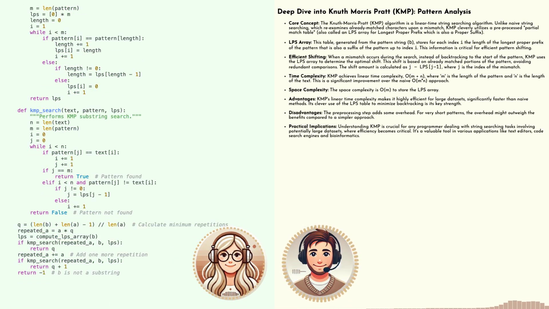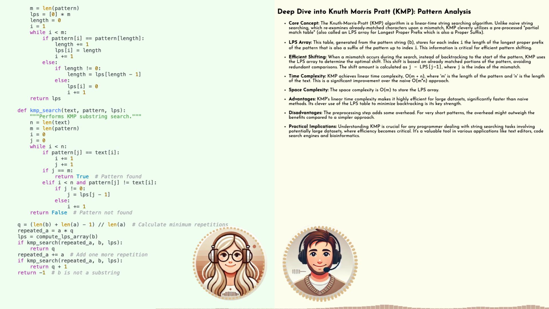Oh, so it's looking for repeating patterns within the string itself. Clever. Exactly. It uses this info to create a special table, like a cheat sheet, that guides our search. Think of it like a roadmap that tells us where to jump ahead in the text if we hit a mismatch, instead of starting back at square one every time. Okay, so we're not wasting time backtracking over and over. We're being strategic about it.